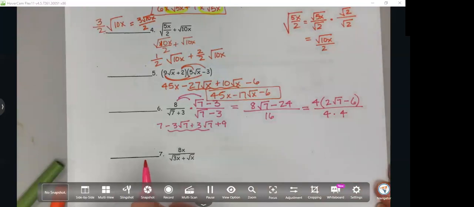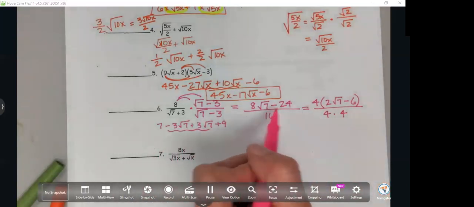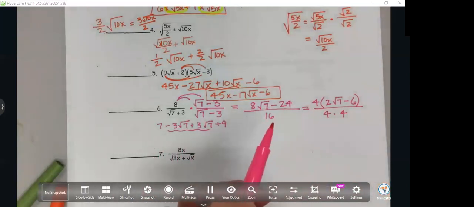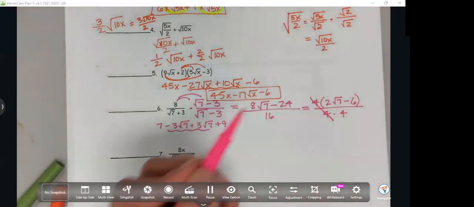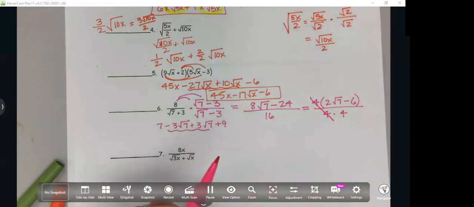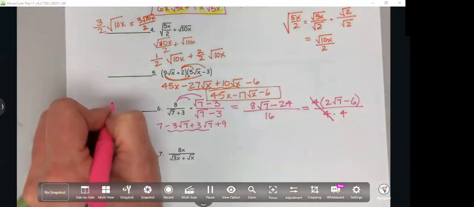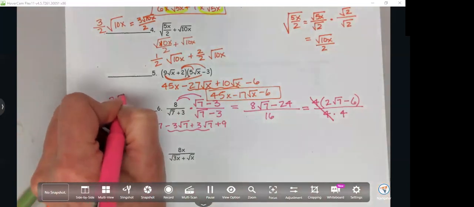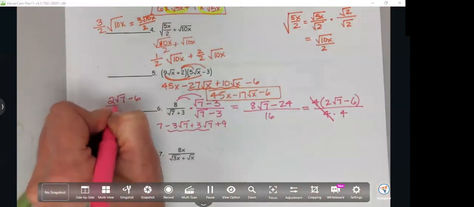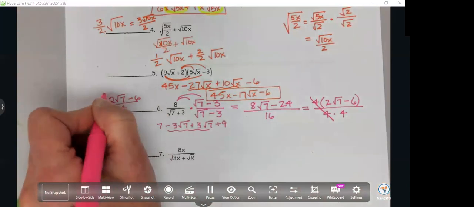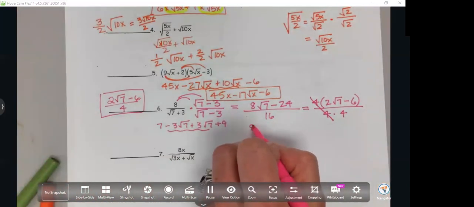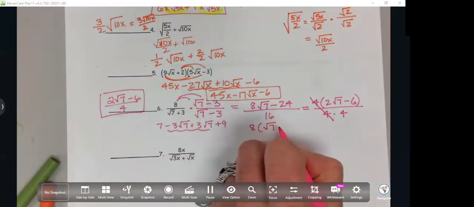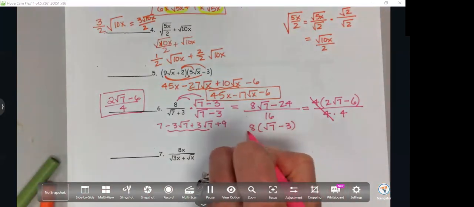Now, one thing you might be saying is, Ms. Lavelle, you could actually factor out an 8. I could, absolutely. But I'm only factoring out 4 because that's what divides evenly into the denominator. And then I'm left with 2 square root of 7 minus 6. I can factor out whatever it is that will factor. So the other way to do that is if I were to factor out an 8. Like this.